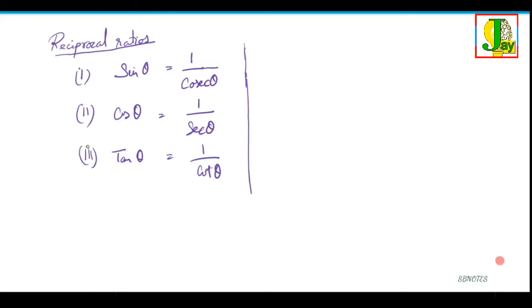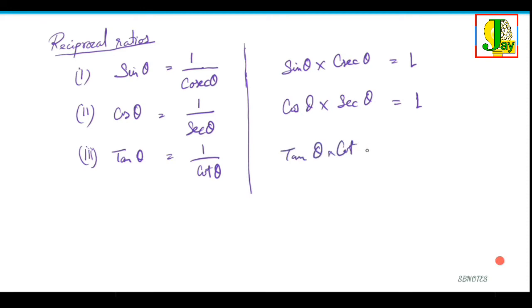We can remember this. We can also write it in another format, like taking the cross multiplication, we get sin theta into cosec theta equals 1, and cos theta into sec theta equals 1, tan theta into cot theta equals 1. So whether you remember this or this, it means the same thing. Now let us see quotient ratios.